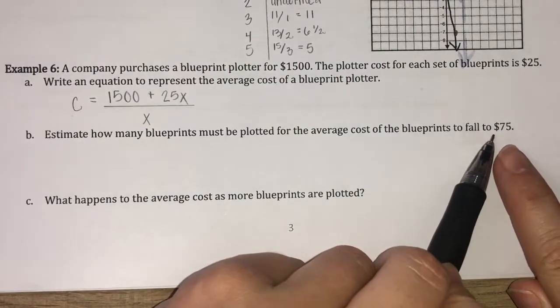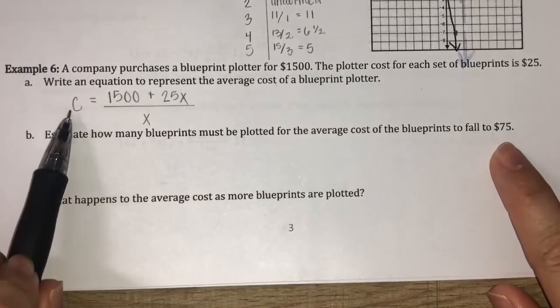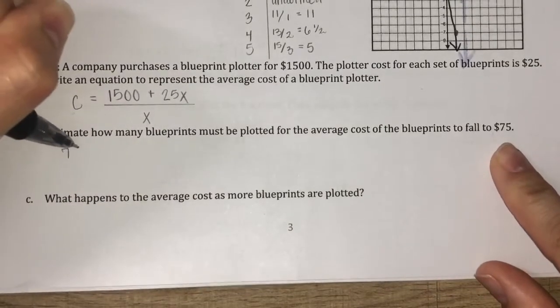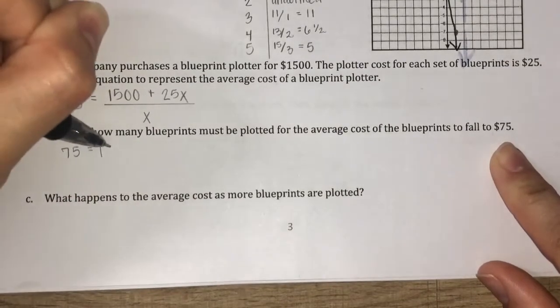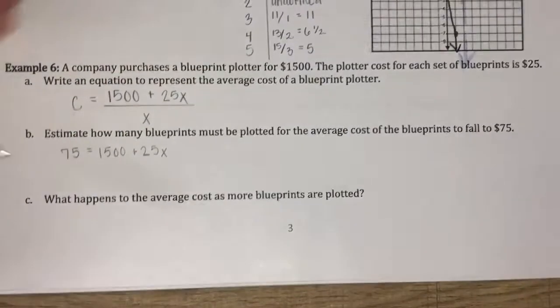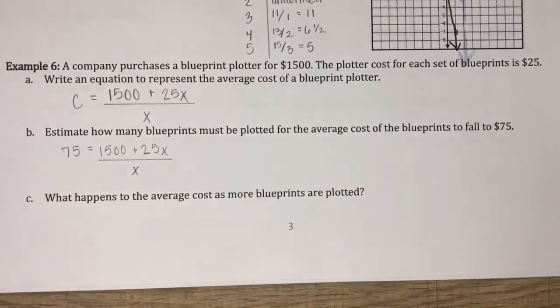And then for part B, estimate how many blueprints must be plotted for the average cost of blueprints to fall to $75. We want our average cost to be 75, so that means that 75 is going to go in for C because that was our average cost equation. So 75 equals 1,500 plus 25x over x.